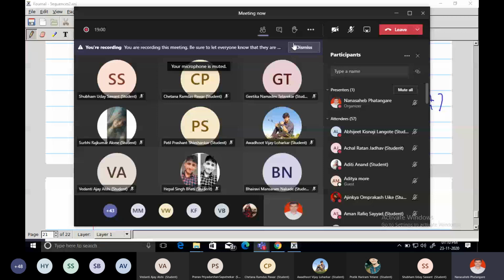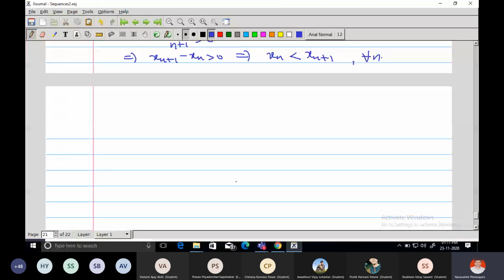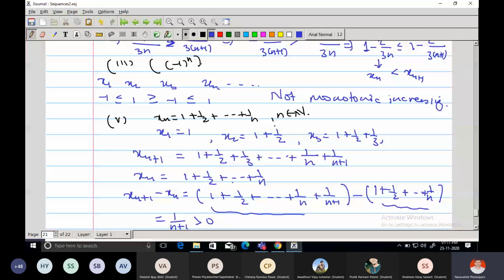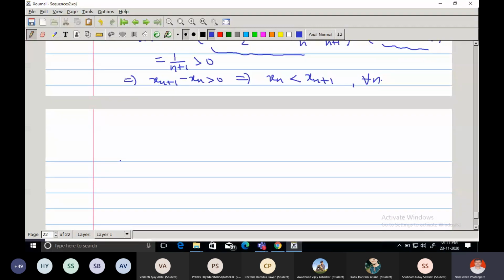Okay, so this is true for all n, right? So this sequence is also monotonic increasing. So is it clear? Yes. Okay. Now, what could be another type of sequence? Because here terms are increasing, right? Next term is bigger than previous term.